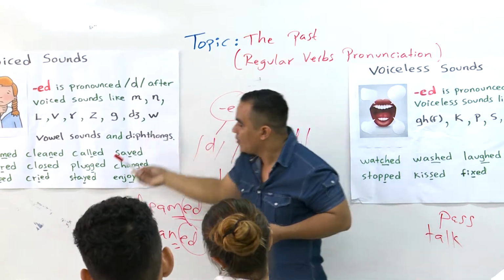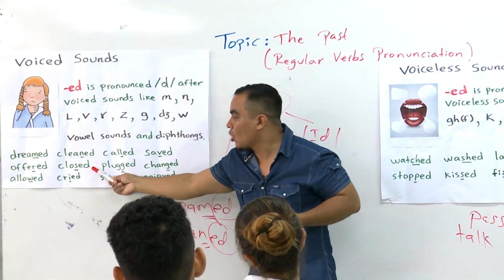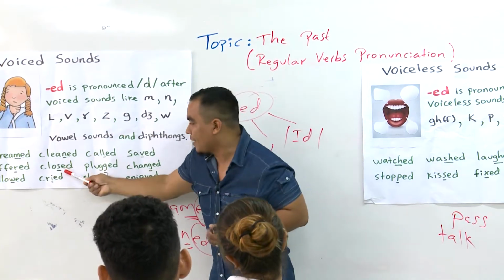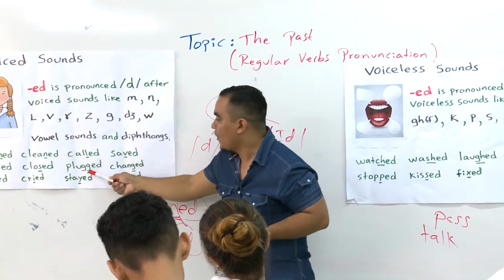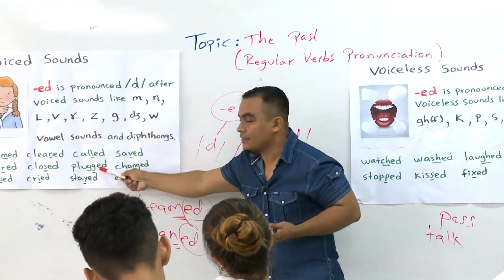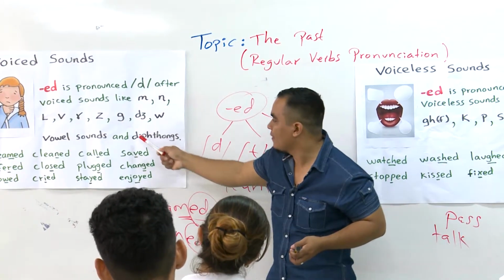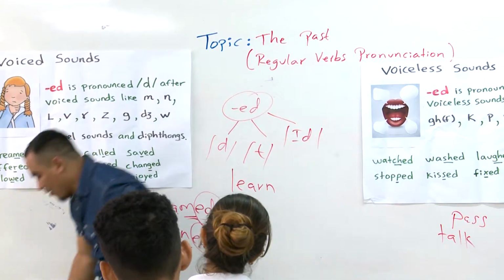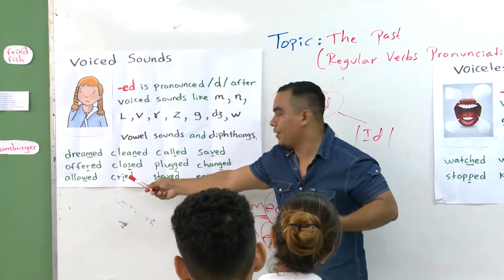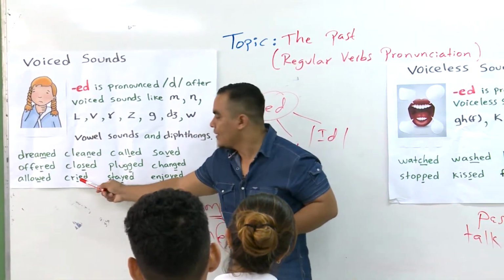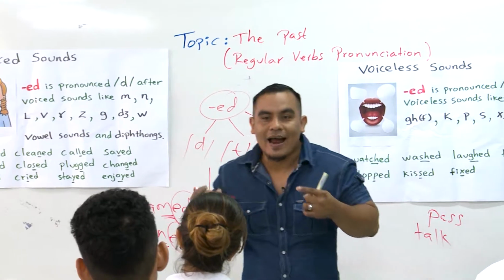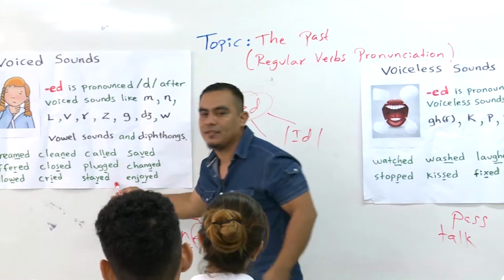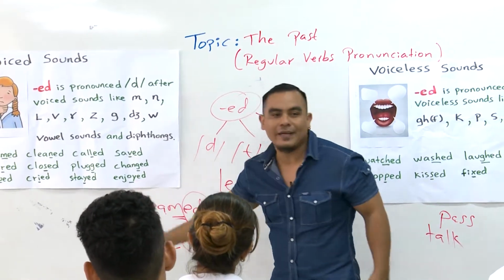Saved. Offered. Closed. I have this sound. So I say closed. Plugged. Changed. We have this symbol. Changed. Allowed. Cried. Stayed. Enjoyed.